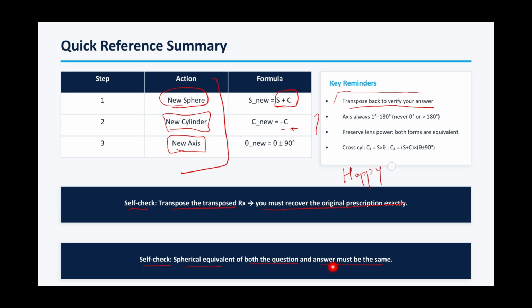Happy transposition. I hope you have understood what is simple transposition. It is very simple as the name suggests. Just we have to be careful and avoid making simple mistakes.